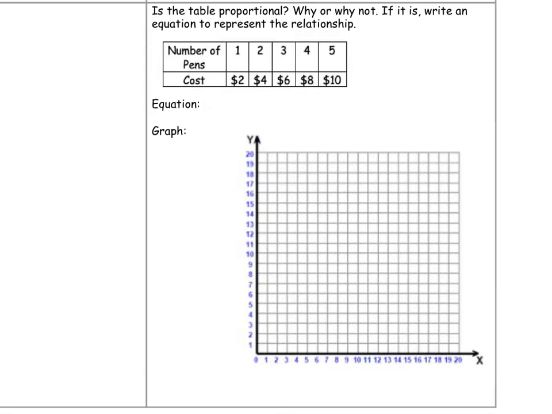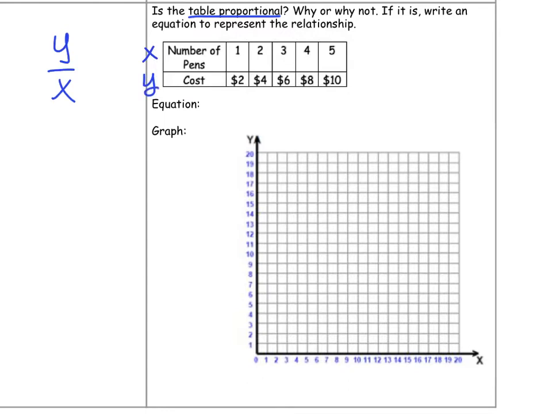So our first problem is asking, is the table proportional? Why or why not? And if it is, we're going to write an equation. And then we're also going to try graphing. So with this first problem, remember, to find if a table is proportional, we're always going to do y divided by x. And notice this table is going across. So the first that we see is x, so the top is x and the bottom is y.